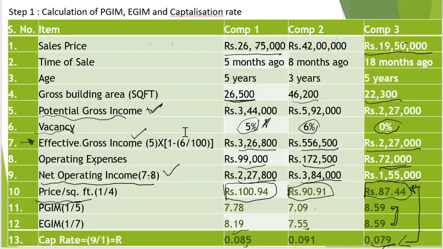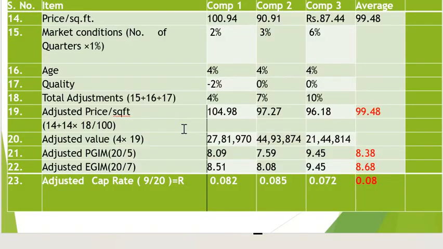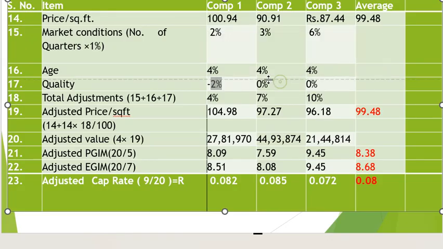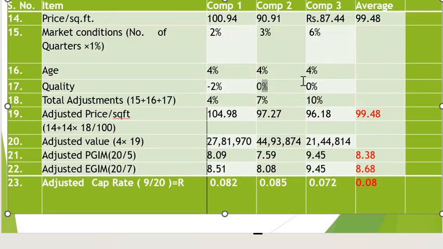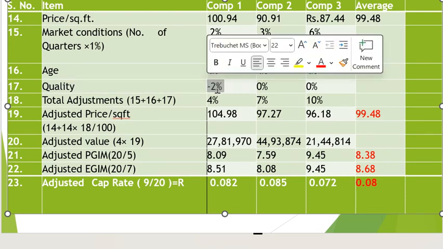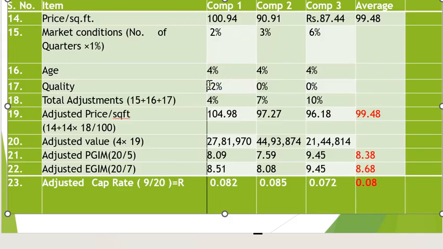So we will be given 4% premium to all the 4% for A's. Then, if comparable one is of better quality, and 2 and 3 are of the same quality as our subject property, then no weightage is to be given. Then -2 because comparable one is having better quality. So see here we are giving -2.